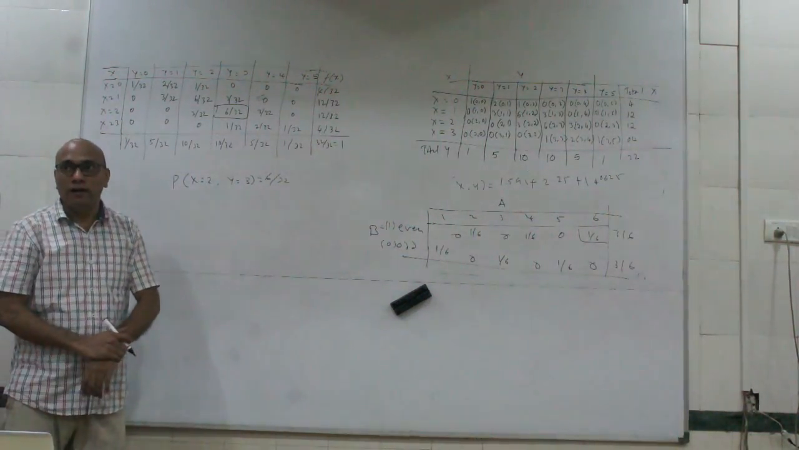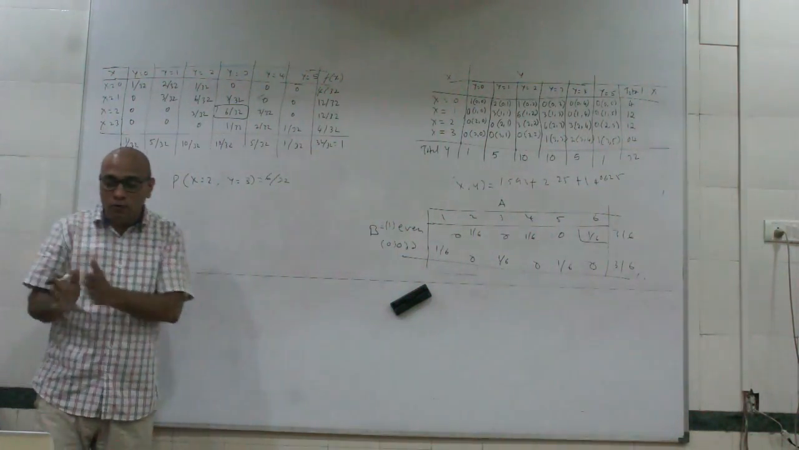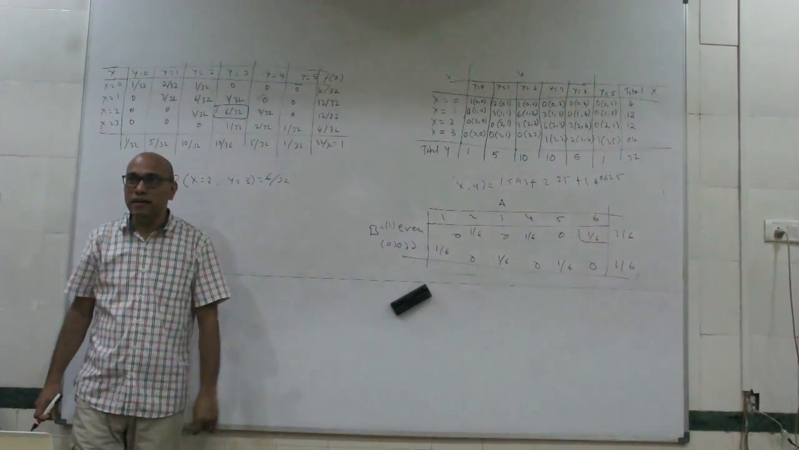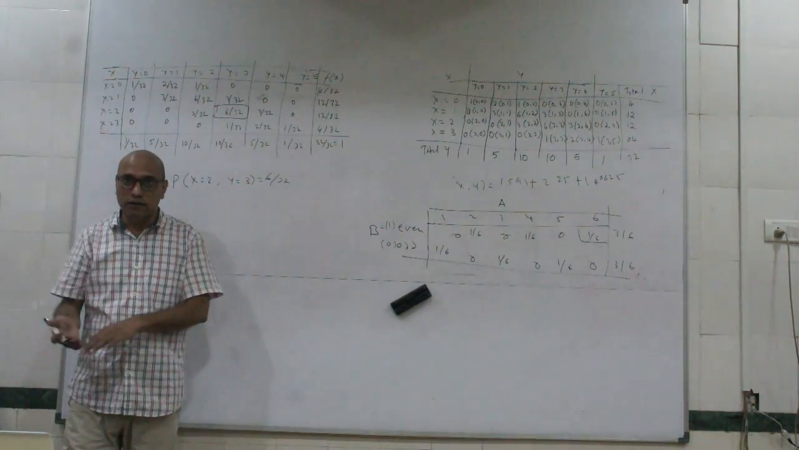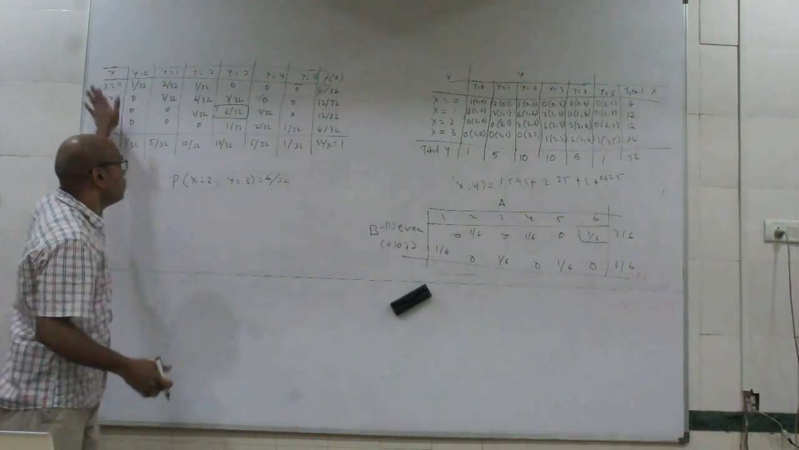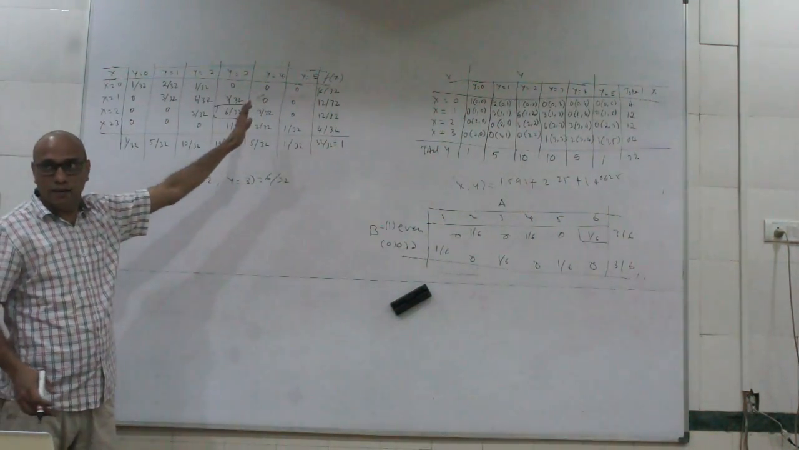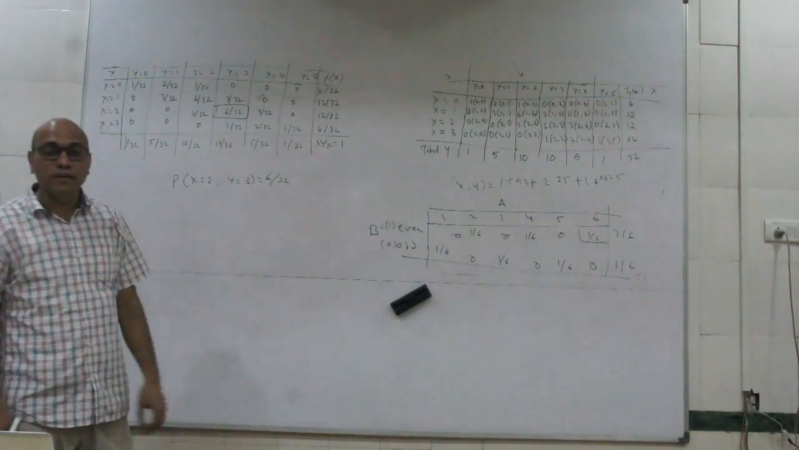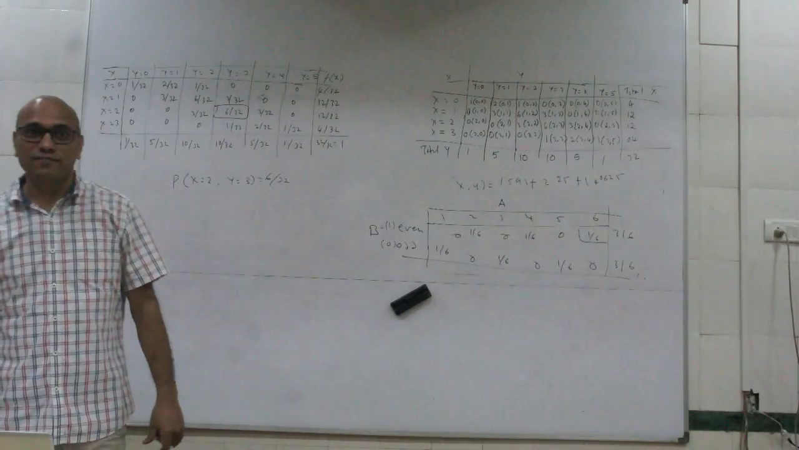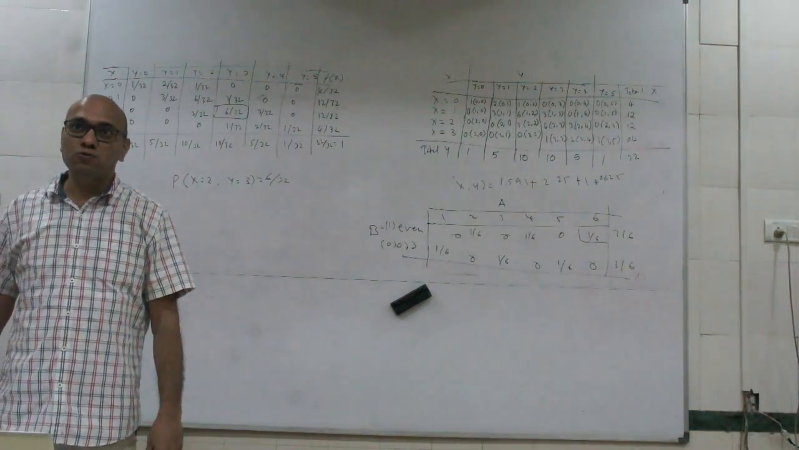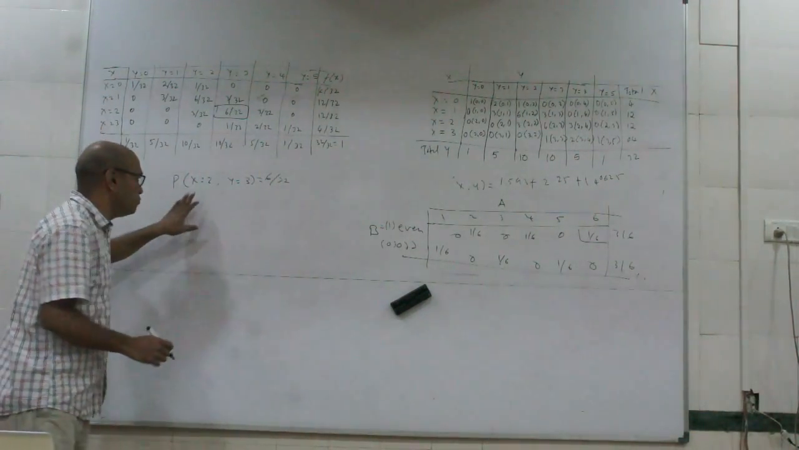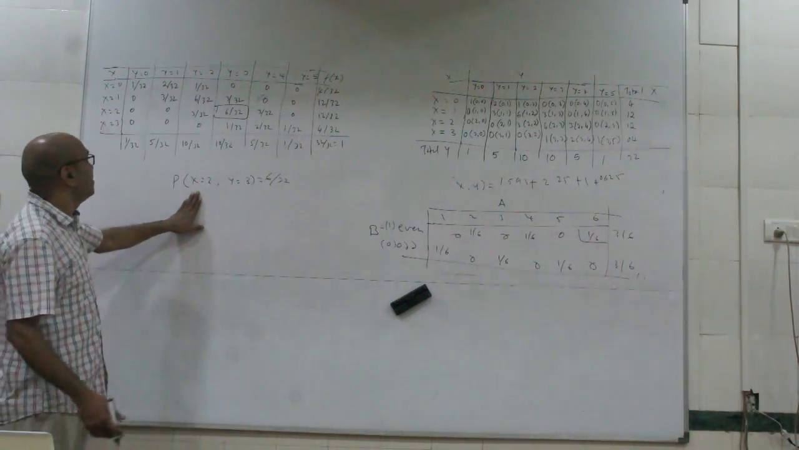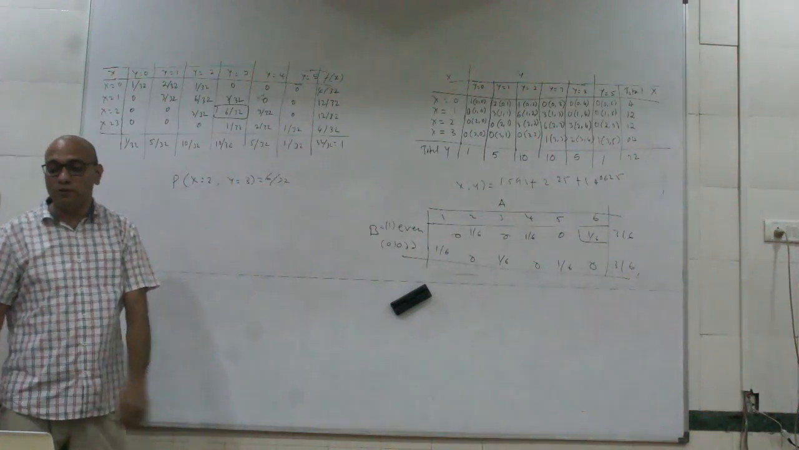But if I know that x has actually occurred, I have no knowledge about y. I have knowledge about x. I know that x is 2. So x has taken a value 2. Then what is the probability that y will take a value 3?